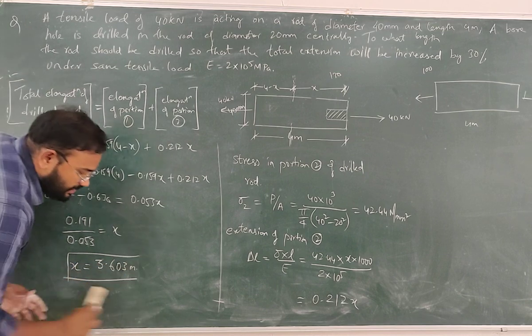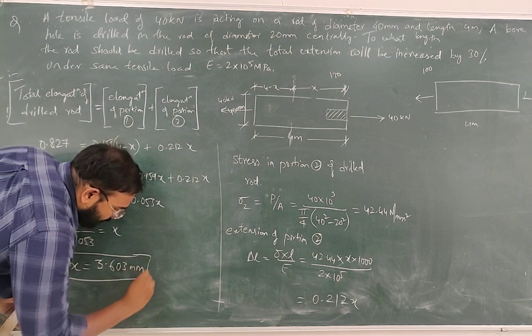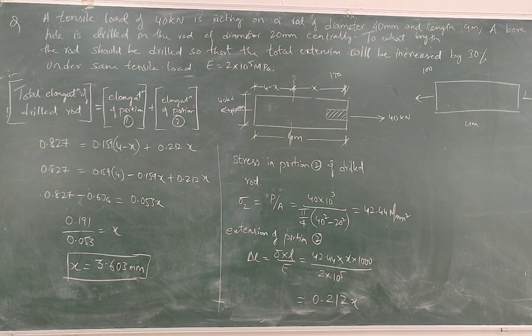This is not meters, it is millimeters. 3.603 millimeters. All the values we are substituting are in millimeters, right? Is this in millimeters or meters? 0.827 delta L. Delta L also, here 0.636. This is also in millimeters. 3.603 millimeters.